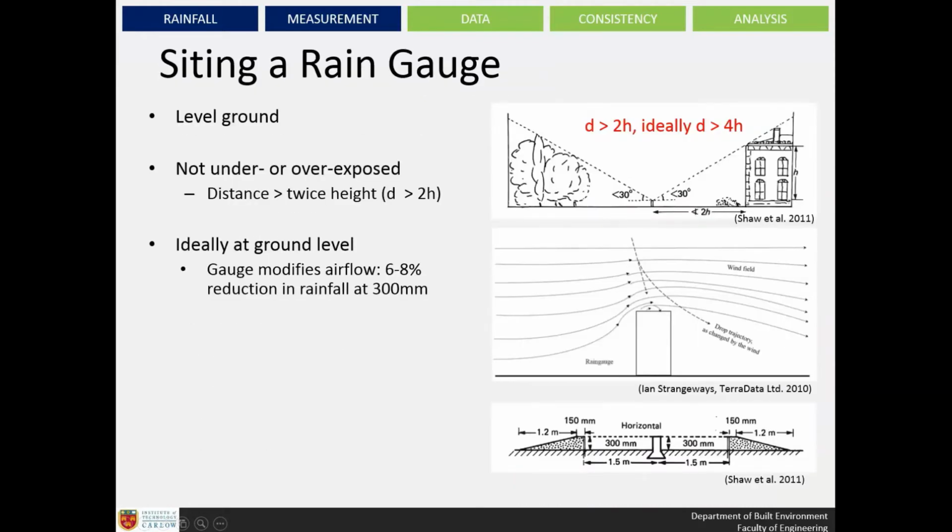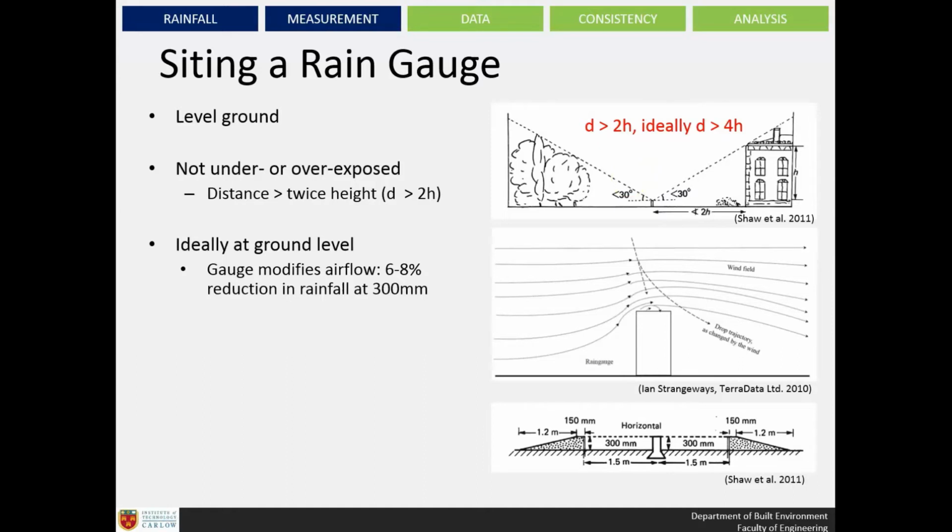In terms of siting a rain gauge, if you're doing this on site, there's a couple of things to consider. Firstly, ideally you want relatively level ground, so not on a steep slope. You wouldn't want your rain gauge to be under or overexposed, and the general rule is the distance away from an obstruction should be greater than twice the height. So if you have a tree that's 5 meters high, it should be at least 10 meters away from your rain gauge, as you see in that diagram there, and ideally 4 times the height away.